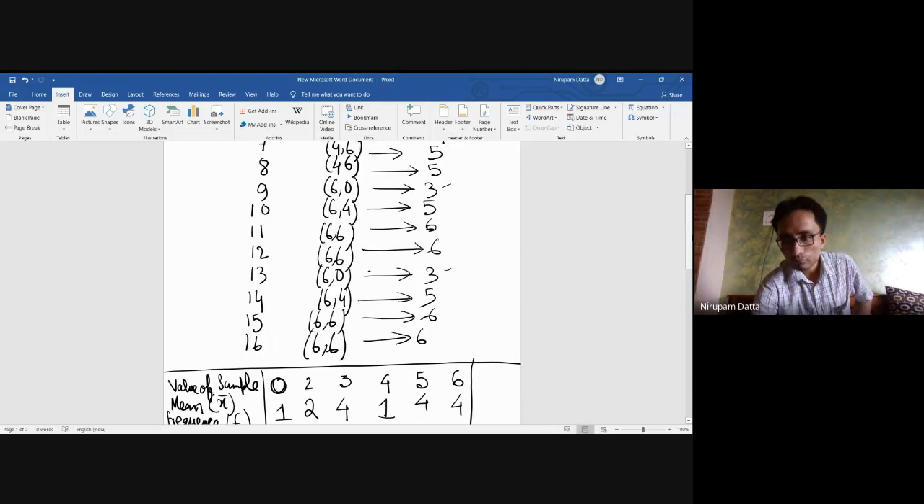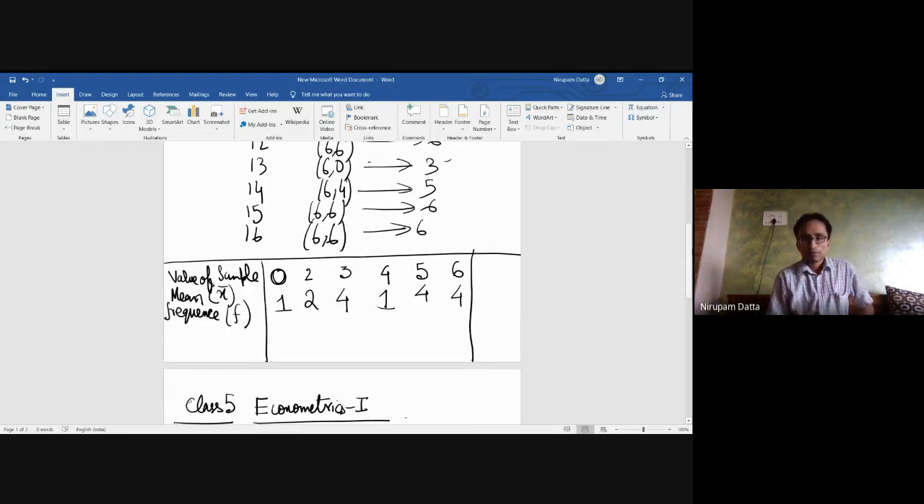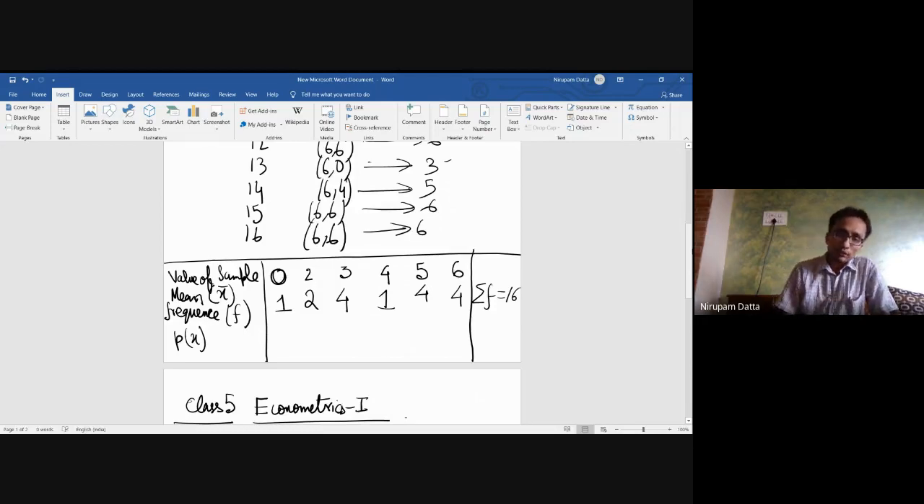Okay. So summation F. Summation F gives what? 1 plus 2, 3, 3 plus 4, 7, 7 plus 1, 8, 8 plus 4, 12, 12 plus 4, 16. So now we can get the probability P x. So probability is nothing but the ratio of the frequency to the total frequency, relative frequency. So we calculate the relative frequency, that gives us the probability of this sample mean appearing, the value of the sample mean.